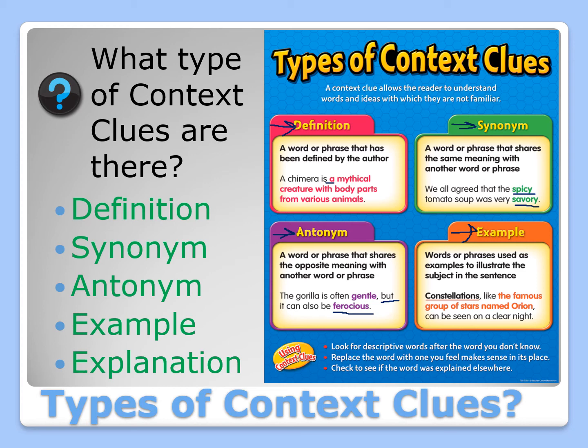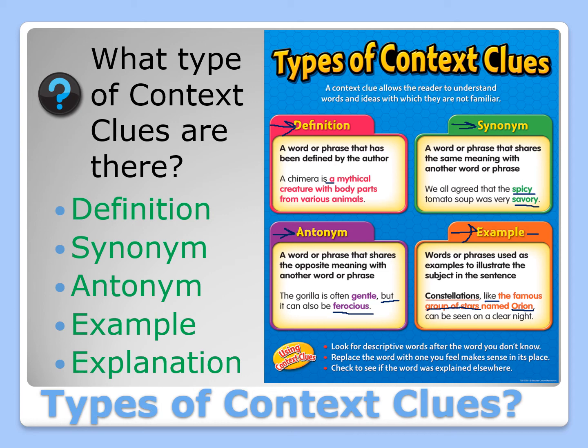So constellations is our unknown word if we didn't know what that means, and we may not, okay? So when we see "like," okay, "like" is giving an example. The famous group of stars named Orion. So Orion is a type of constellation. So what is Orion? It's a group of stars, okay? So that's what a constellation is. It's a group of stars, and they gave us an example by using the group of stars called Orion. So this constellation can be seen on a clear night, okay?